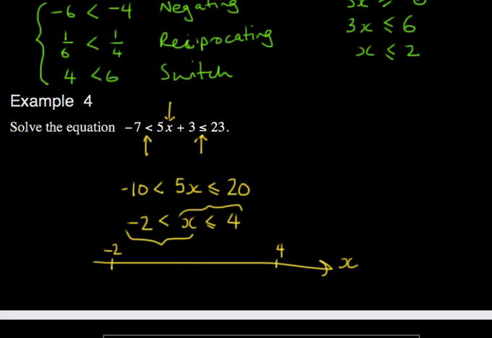In the same way that we did before, though, we have to remember that this one is a hollow circle because it doesn't include -2. But this is a bold circle because it does include the 4. And it's anything that lays between these two.